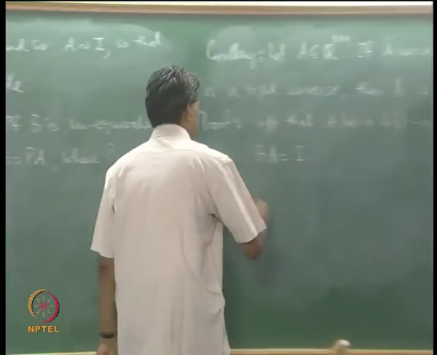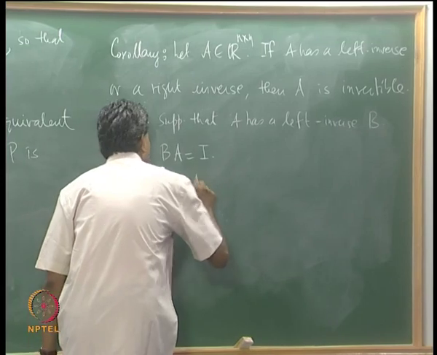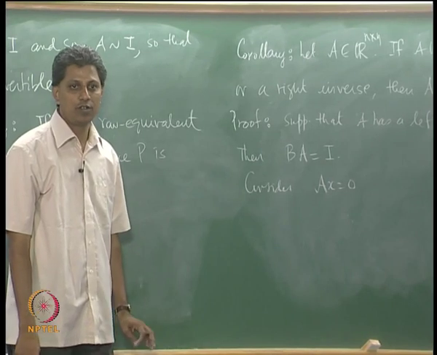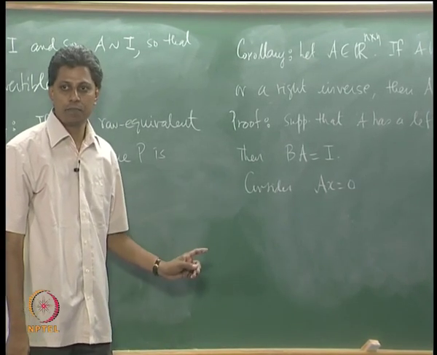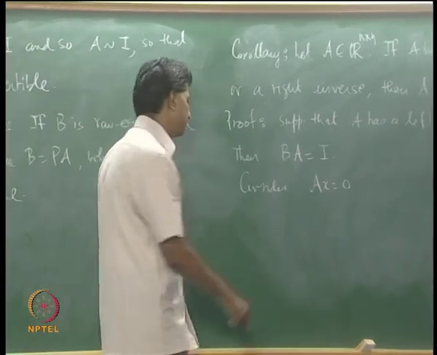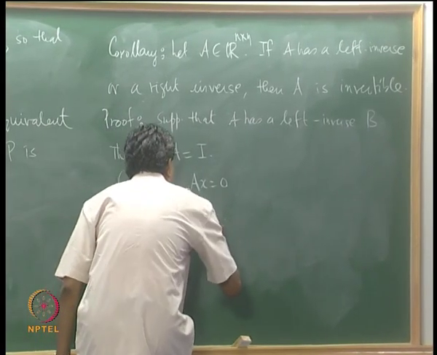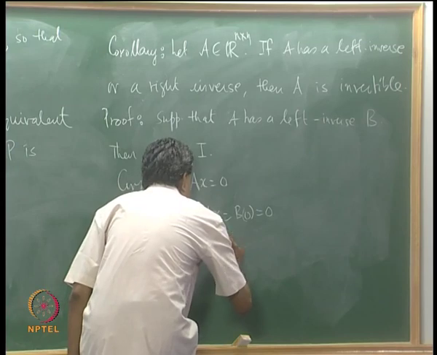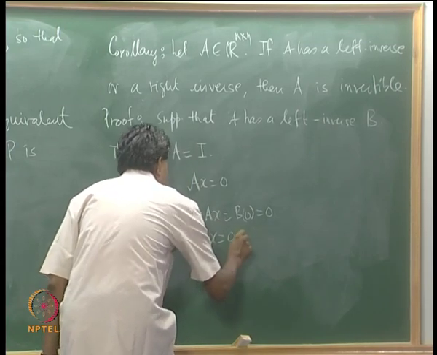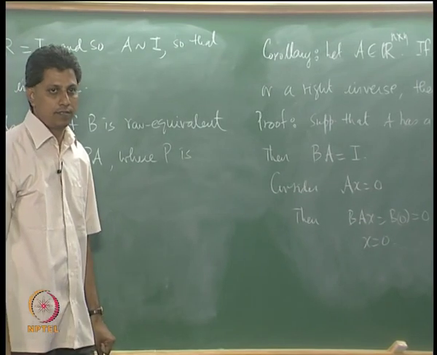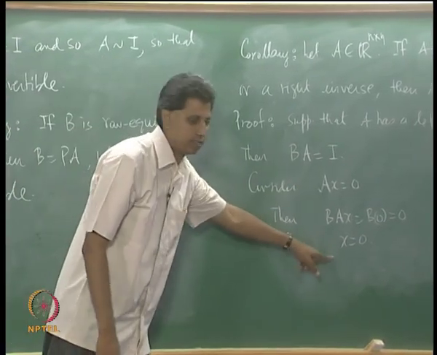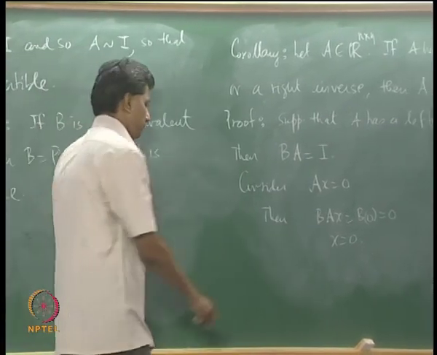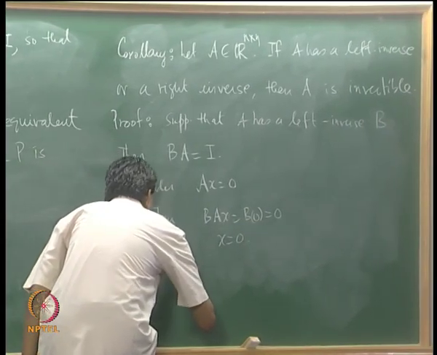Consider Ax equal to 0. I want to show that this system has 0 as the only solution. Can you guess the next step? Pre-multiply by B. BAx is B0. B into 0 is 0, BA is identity, x is equal to 0. So what I have shown is that Ax equal to 0 implies x equal to 0. That is, 0 is the only solution of the homogeneous system. Appeal to the previous theorem. I know that A is invertible.